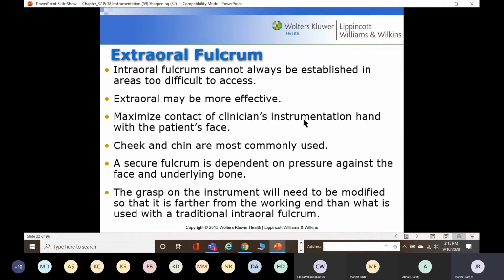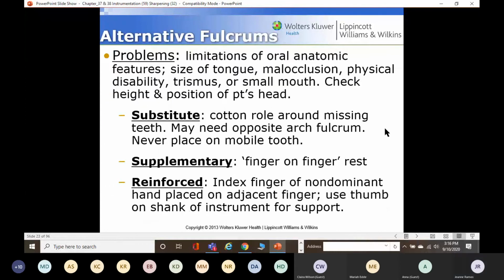Maximize the contact of the clinician's instrument hand with the patient's face. Cheek and chin are most commonly used. So see, before it said they weren't, they're mobile, which means it's not very stable, but I have not found that really to be the case. A secure fulcrum is dependent on the pressure against the face and underlying bone. The grasp on the instruments will need to be modified so that it's farther from the working end than what is used with a traditional intraoral fulcrum.